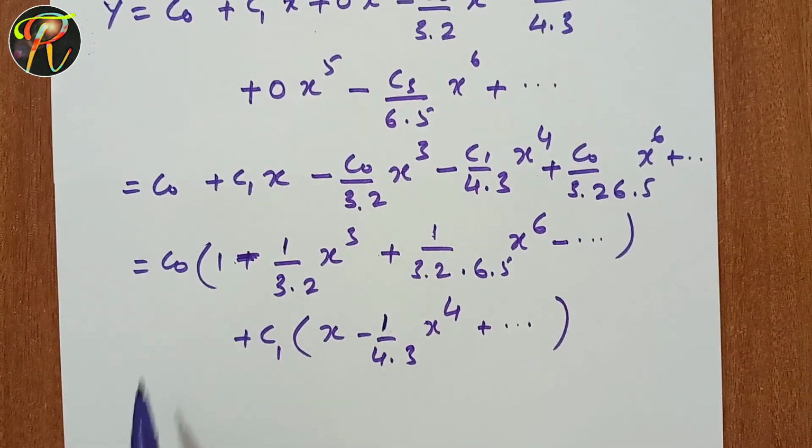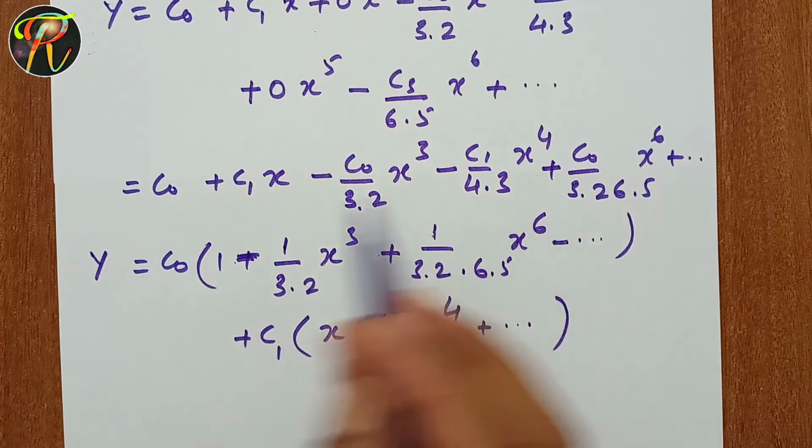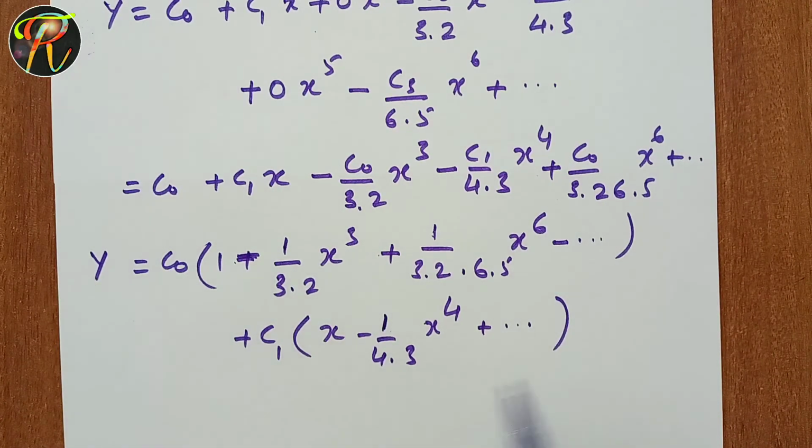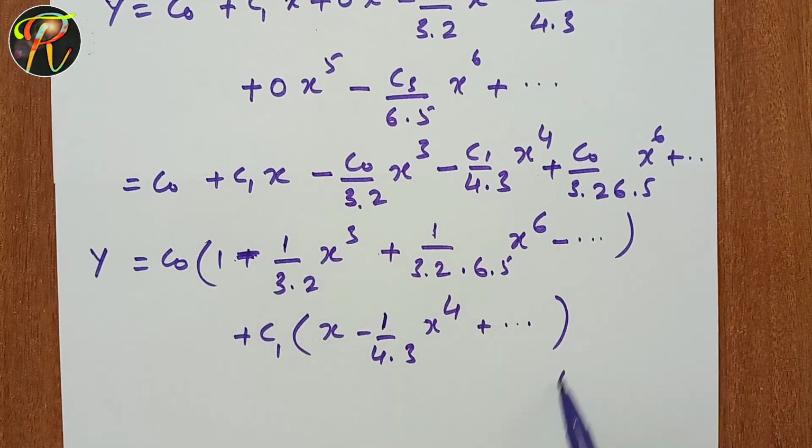This is the solution: y is equal to C0 function of x plus C1 function of x. Because our given differential equation is of order 2, the solution contains two constants. So this is the answer. This is very easy.